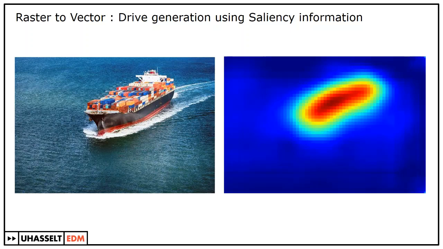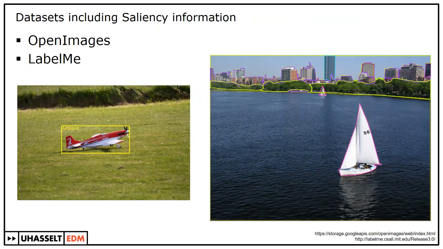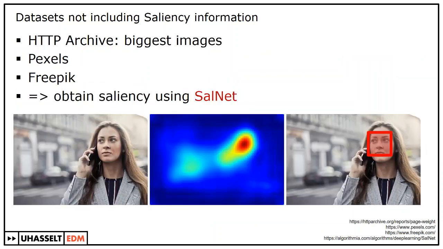Now, how do we get this salient information? We might use existing datasets that include saliency information. For example, Open Images and LabelMe are the ones that we have been using. For images that we do not have saliency information for, we are using an open source implementation of CellNet, which, as you can see, generates these nice heat maps. We then post-process these using a simple Python script into bounding boxes for salient regions.